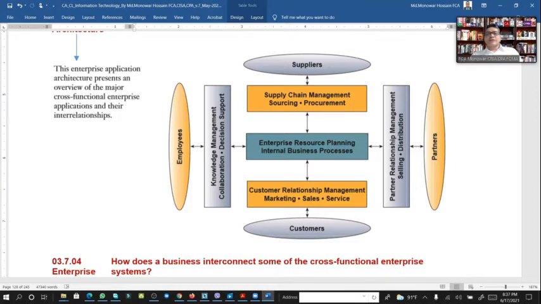sourcing, procurement, coming from the suppliers and customers. Customers are the king of the organization, and customer relationship management covers marketing, sales, service, etc. These help with the interrelation that works cross-functionally within the organization. So enterprise resource planning, or internal business processes, support it this way.